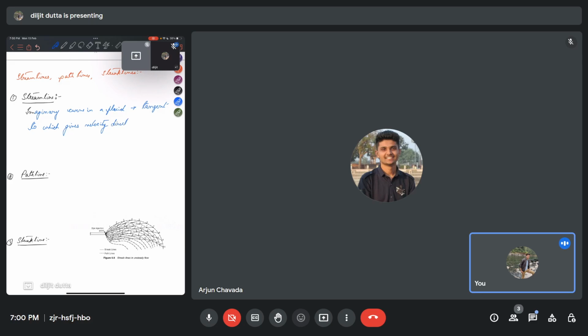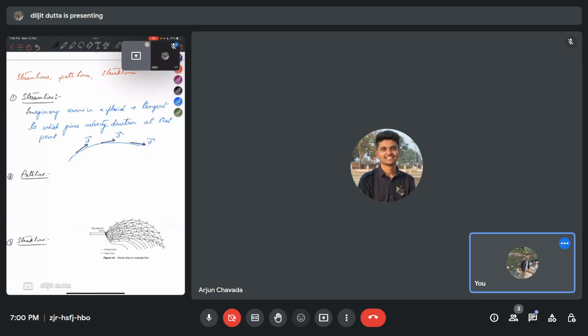...gives the velocity direction at that point. So if this is a streamline, this is tangent, so this will give the velocity direction of these vectors. The tangent to a streamline will give the velocity direction.